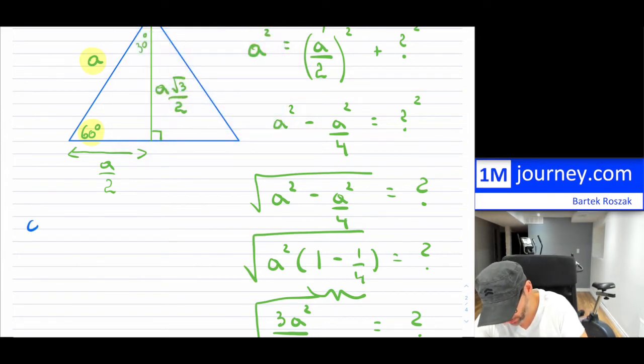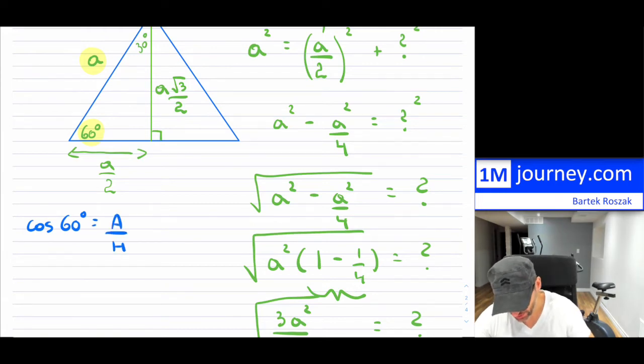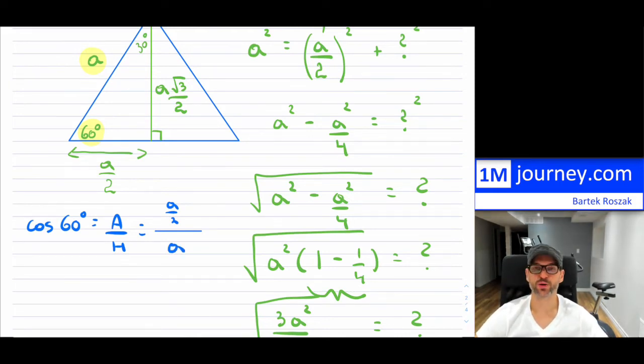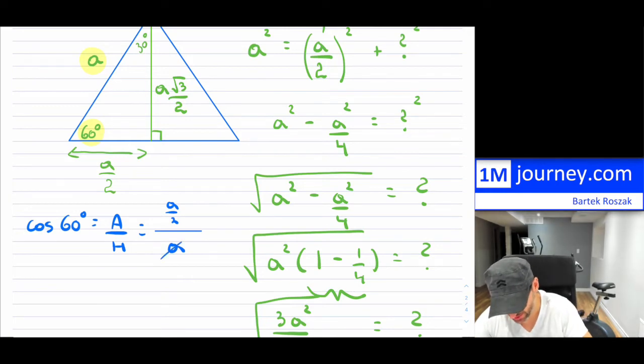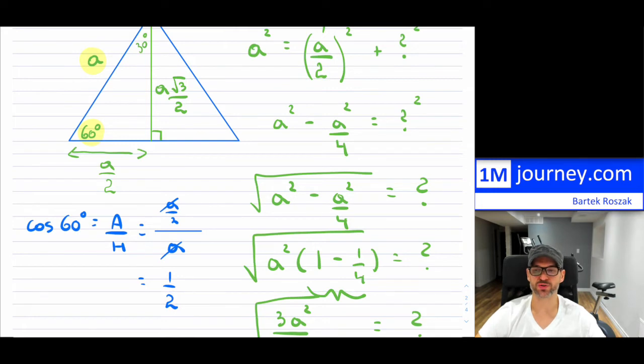Well, cos of 60 is just adjacent over hypotenuse. So this will be equal to A over 2 divided by the hypotenuse, which is A. Notice what happens to the A's: they cancel. And so on top, all you're going to have left is just 1 over 2. So that is cos of 60, basically a half. Well, that's nice, and the A's canceled out.